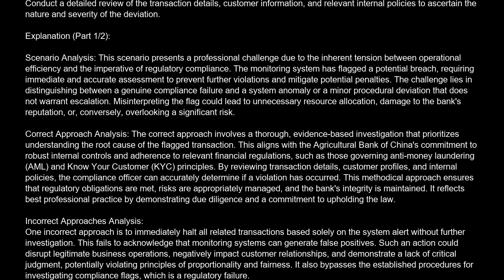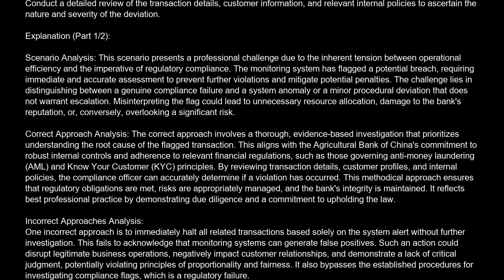By reviewing transaction details, customer profiles, and internal policies, the compliance officer can accurately determine if a violation has occurred. This methodical approach ensures that regulatory obligations are met, risks are appropriately managed, and the bank's integrity is maintained. It reflects best professional practice by demonstrating due diligence and a commitment to upholding the law.